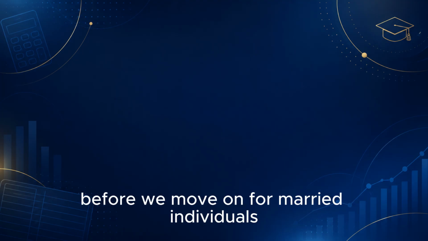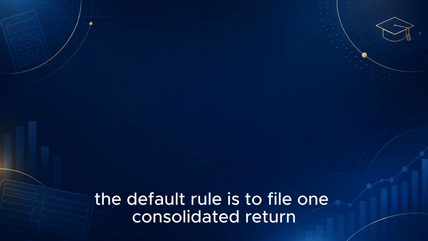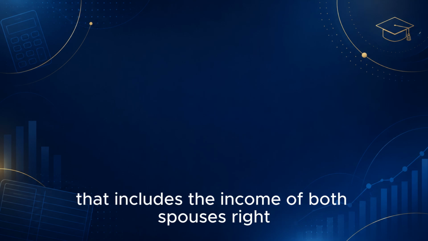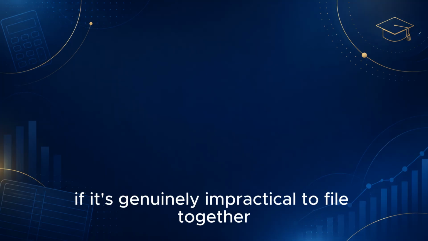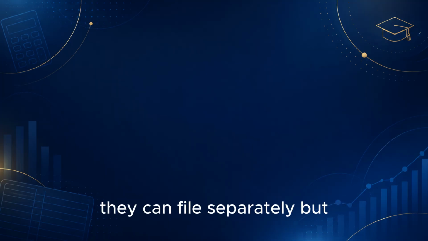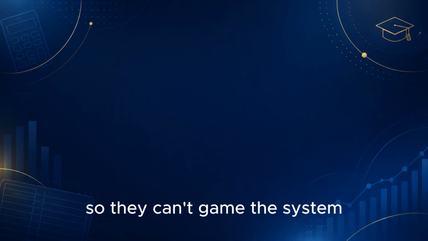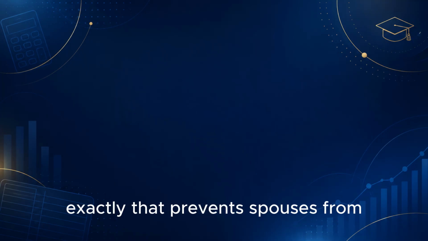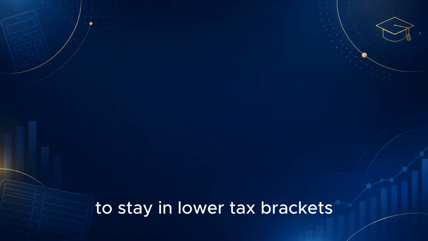For sure. Let's touch on a couple of filing quirks before we move on. For married individuals who don't derive income purely from compensation, the default rule is to file one consolidated return that includes the income of both spouses, right? Right. Now, if it's genuinely impracticable to file together, they can file separately. But the BIR will still consolidate them for verification later anyway. So they can't game the system. Exactly. That prevents spouses from artificially splitting their income to stay in lower tax brackets.